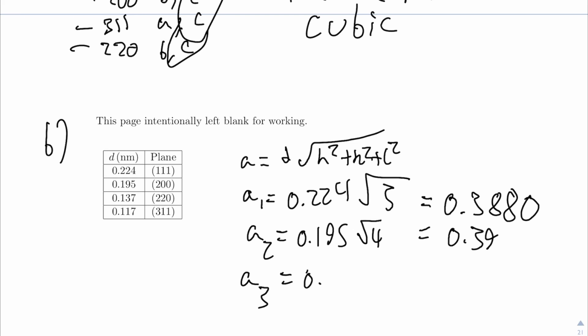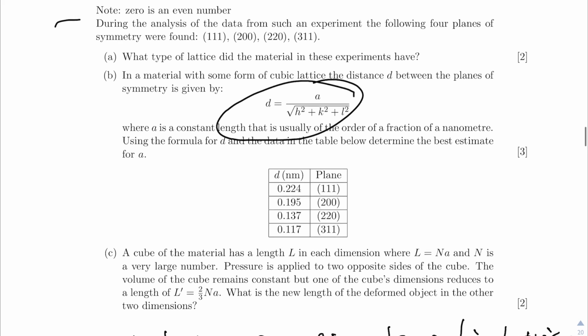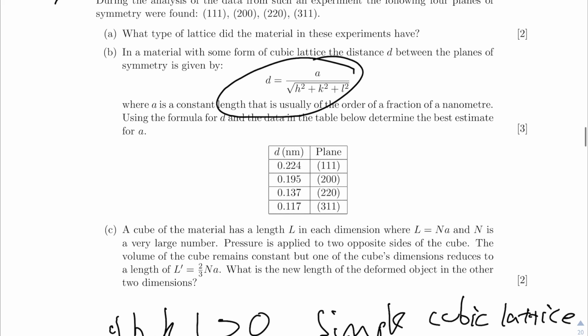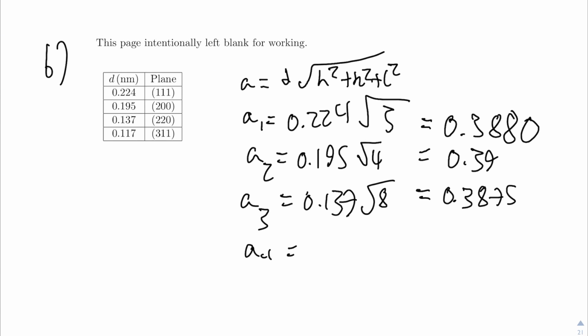So A3 we get 0.137 times the square root of 2 squared plus 2 squared plus 0 squared, which is 8. And this equals 0.3875. I'm giving it to 4 decimal places, because these are all given to 3 decimal places, so 4 decimal places will be plenty. So A4 equals 0.117 times the square root of 3 squared plus 1 squared plus 1 squared, which is 11. So 0.117 times root 11.